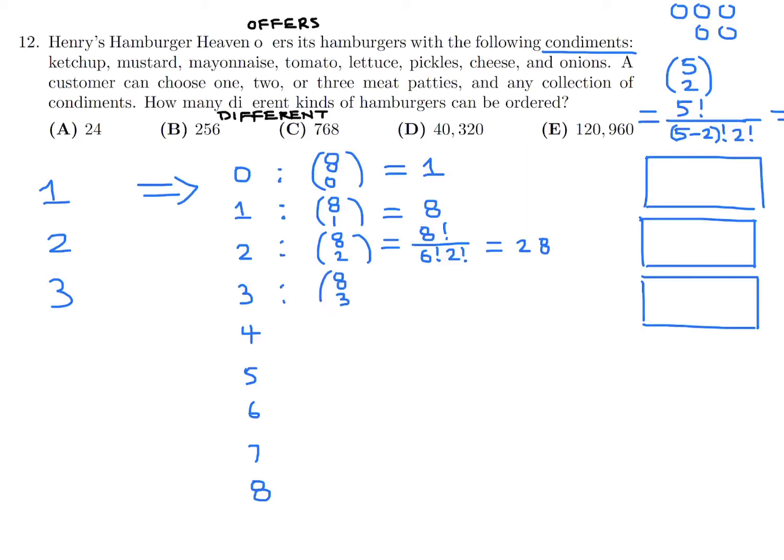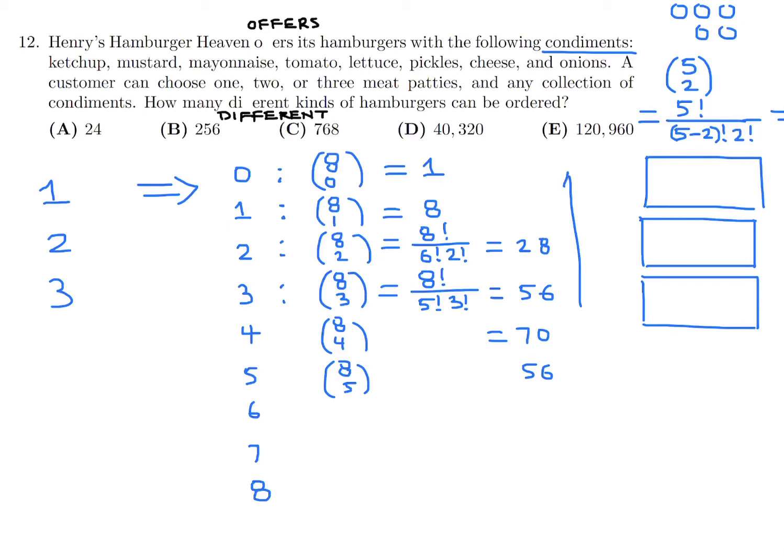8, choose 3. I want 3 condiments. How many different ways of that happening is there? 8 factorial over 5 factorial over 3 factorial, and this is 56. 8, choose 4 is equal to 70. 8, choose 5 is equal to 56. You'll notice that the numbers start going back the same in that direction.